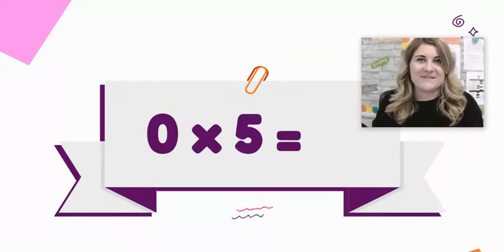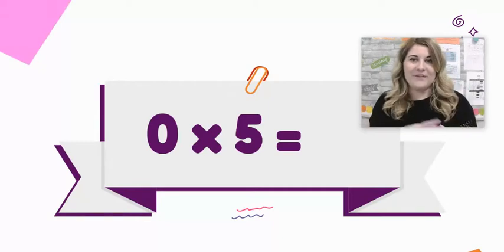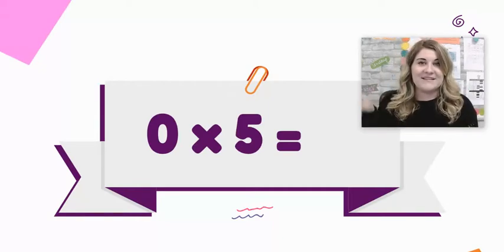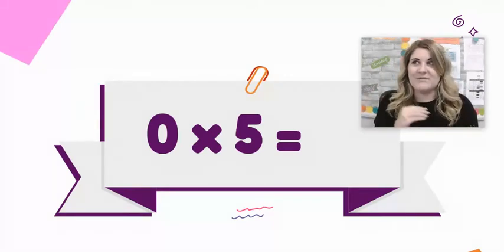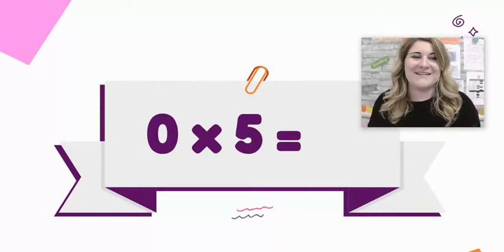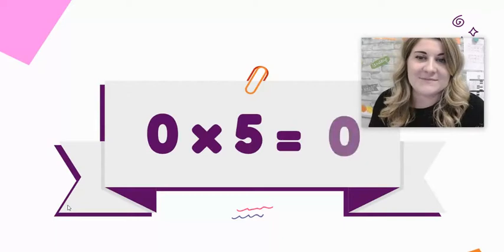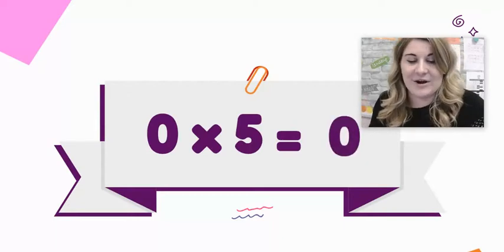Anything times 0 equals 0. Also, if we have 0 groups of 5, that means we have no groups of 5. And if I skip count by 5 0 times, my answer is still 0. So anything times 0 is 0.